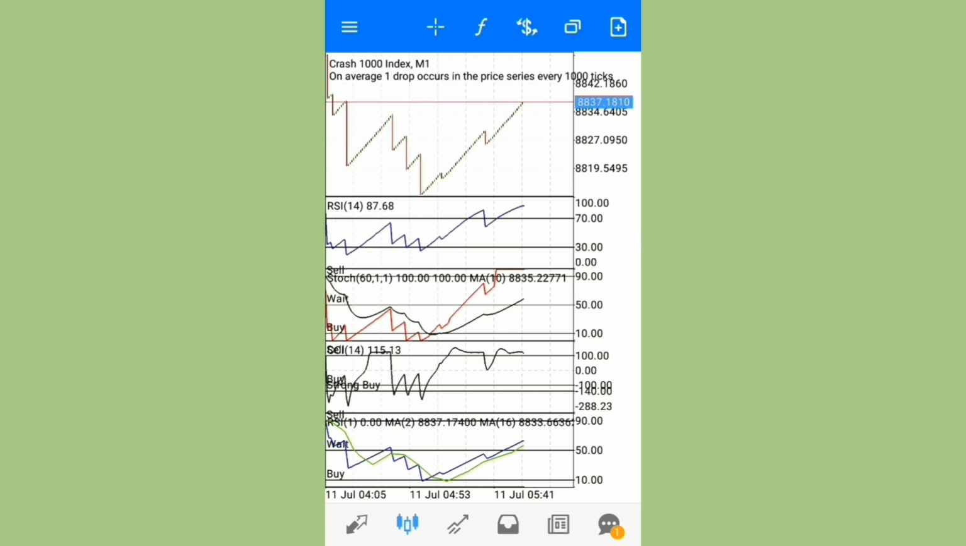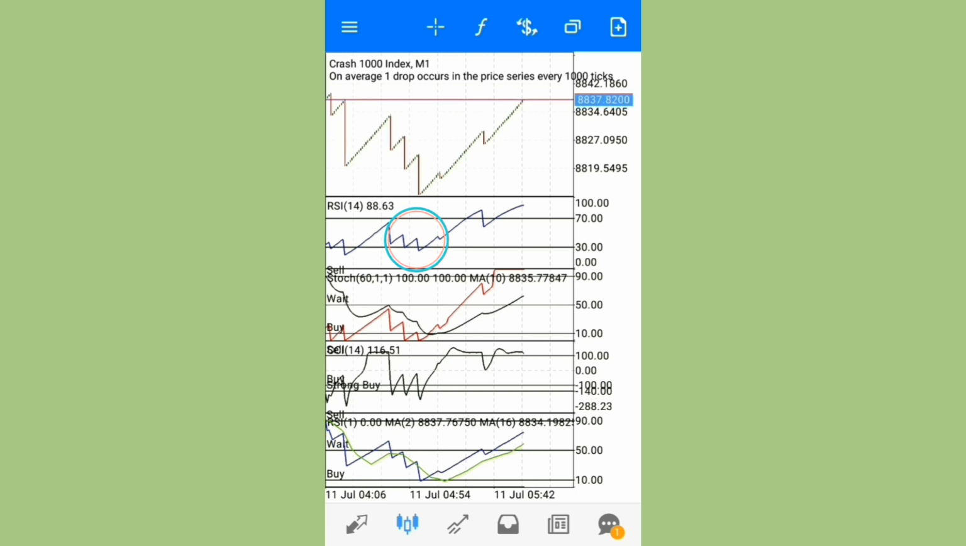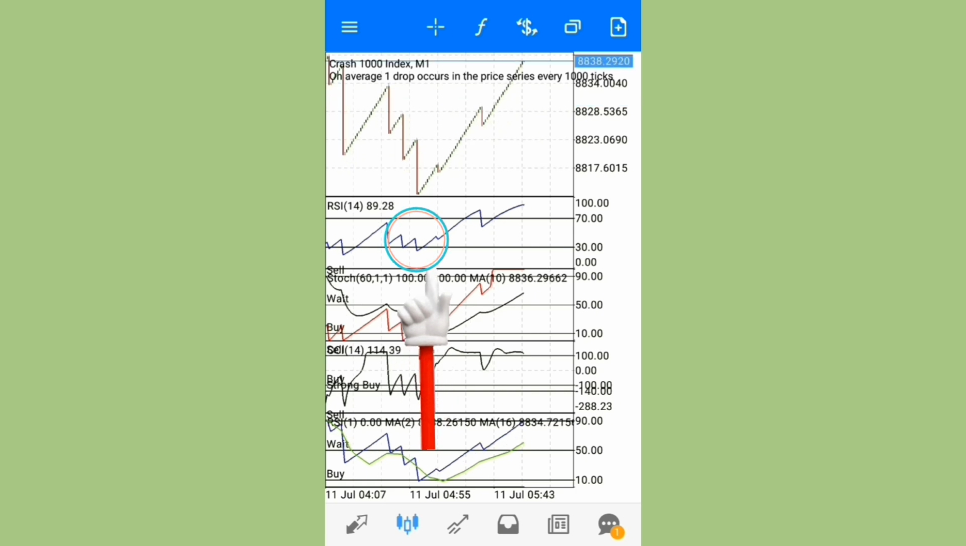Let us start to see how to trade crash 1000 perfectly using this strategy. Firstly, look at the relative strength index at window number 1 to see if it is at the 30 level or the 70 level, as these are the levels that will help us to pick potential tops and bottoms depending on whether the market is overbought or not.